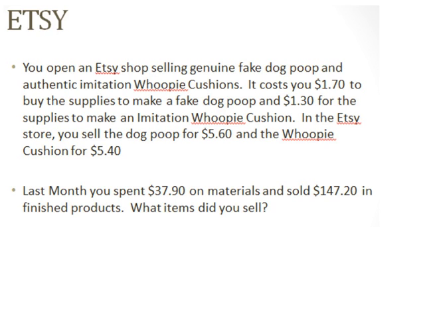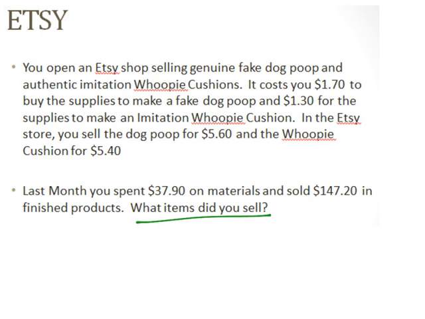In this Etsy problem, you have opened an Etsy shop selling genuine fake dog poop and authentic imitation whoopee cushions. It costs you $1.70 to buy the supplies to make the fake dog poop and $1.30 for the supplies to make an imitation whoopee cushion. In the Etsy store, you're going to sell the dog poop for $5.60 and the whoopee cushions for $5.40. Let's say that last month you spent $37.90 on materials and sold $147.20 in finished products. And the question we're really asking is, what items did you sell?